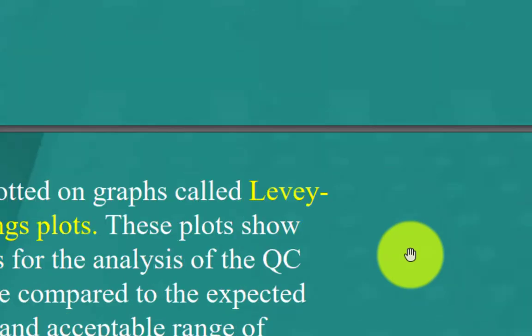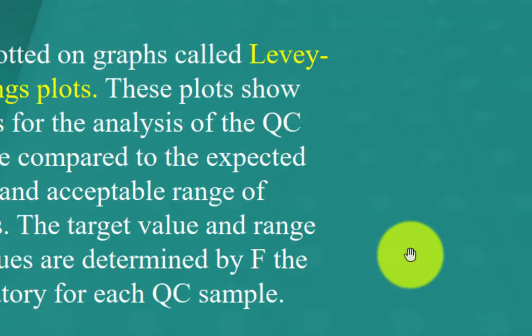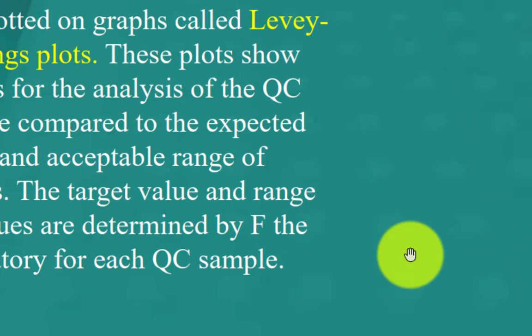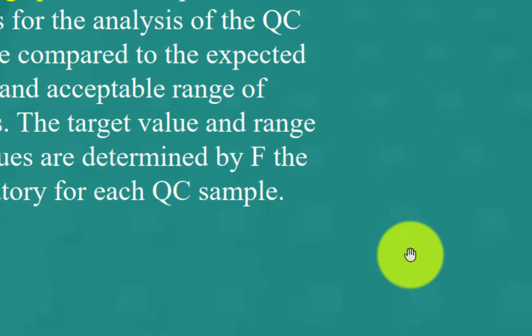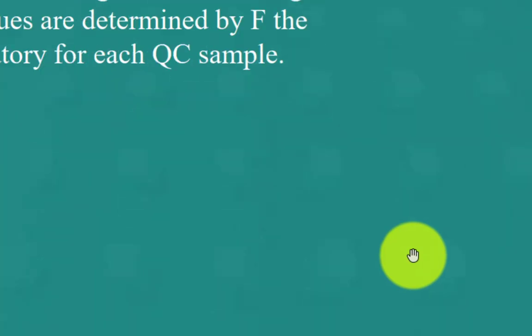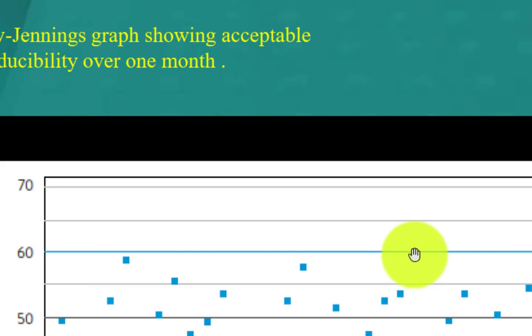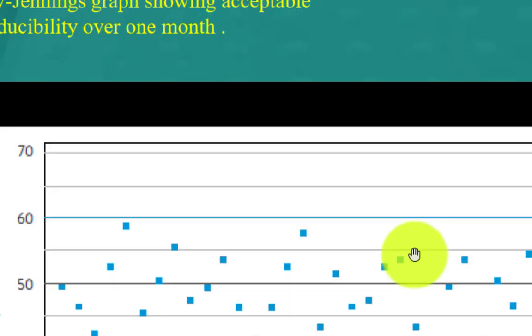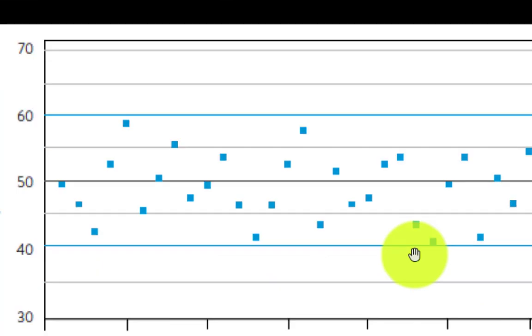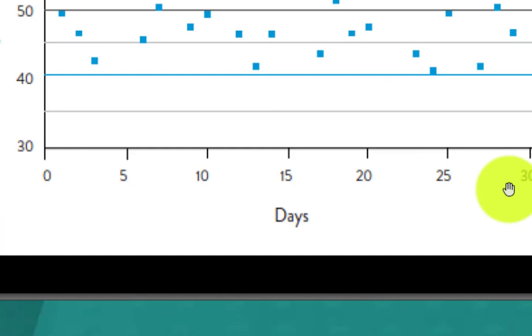The QC results are plotted in graphs called Levey-Jennings plots. These plots show results for analysis of the QC sample compared to the expected value and acceptable range of values. The target value and the range of values are determined by the laboratory for each QC sample. Levey-Jennings graph showing acceptable reproducibility over one month. QC result. This is the days and standard deviation.